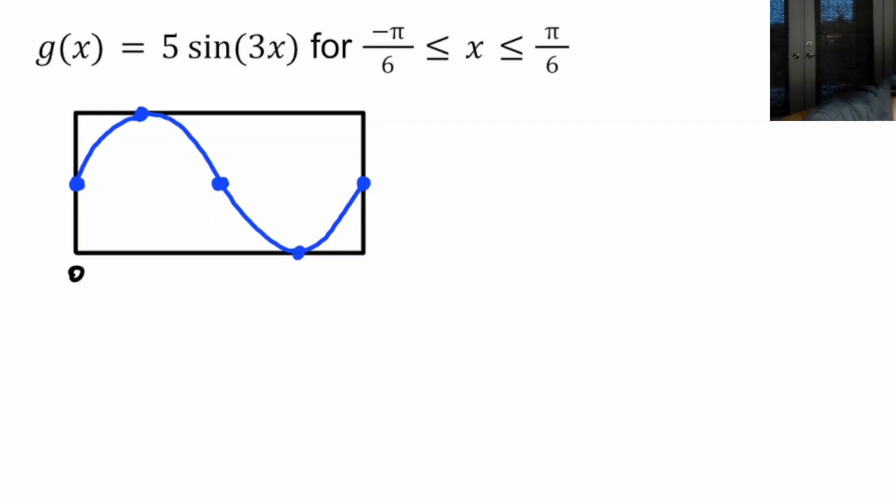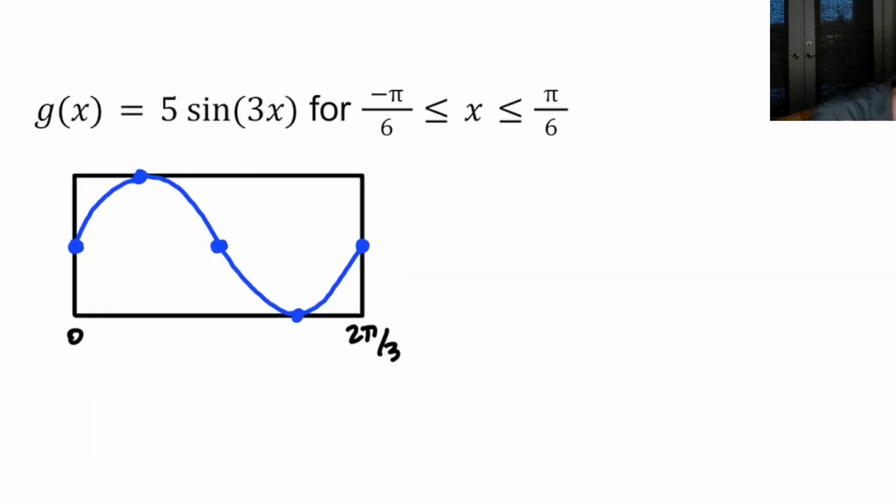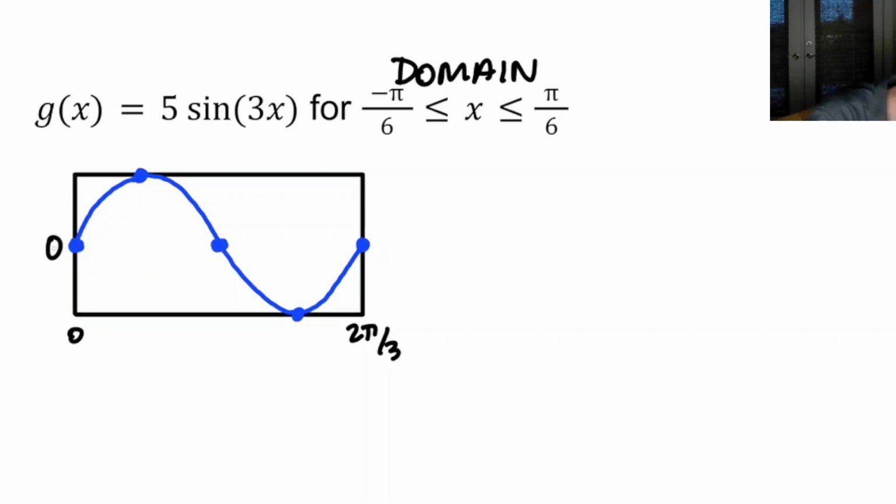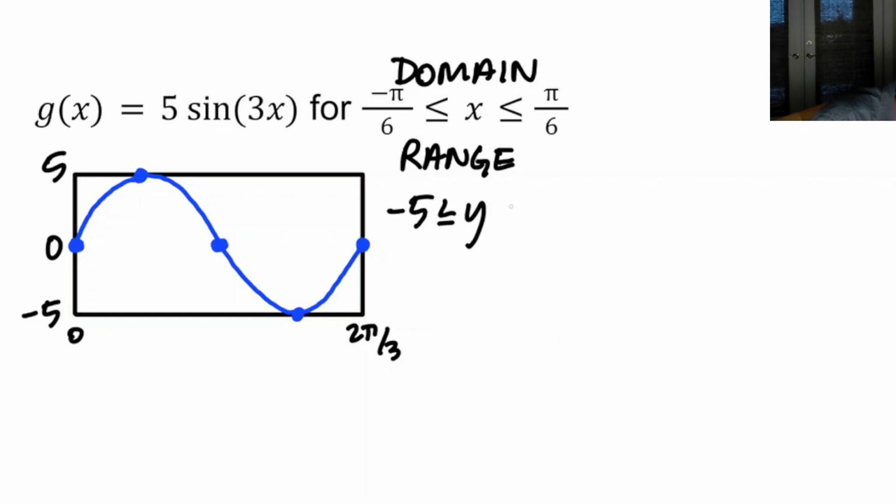Period is going to be 2 pi over b. That's going to be 2 pi over 3. Who even cares about horizontal? I only need the range because I already have the domain. That's right here. Okay, midline is 0, amplitude is 5, so I go up to 5 and down to -5. That means the range of g is going to be -5 less than or equal to y less than or equal to +5. All right, great.